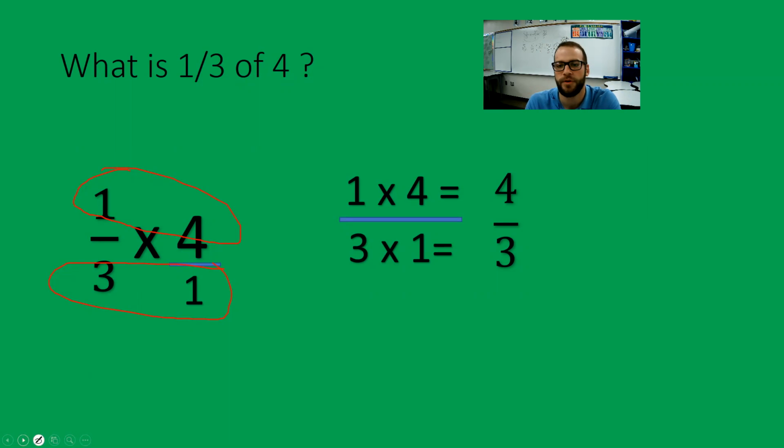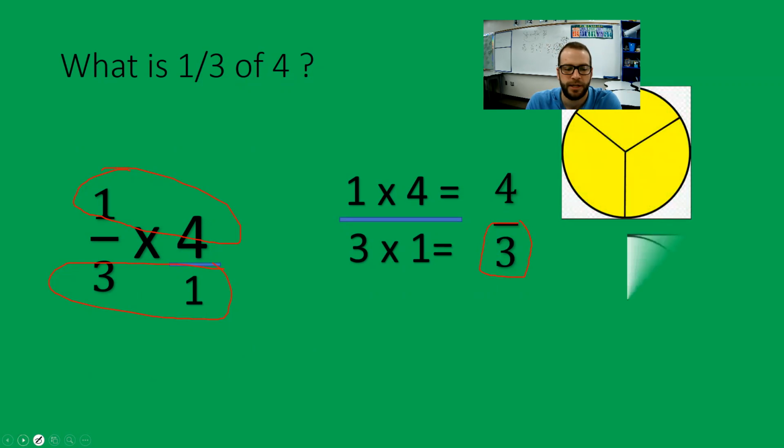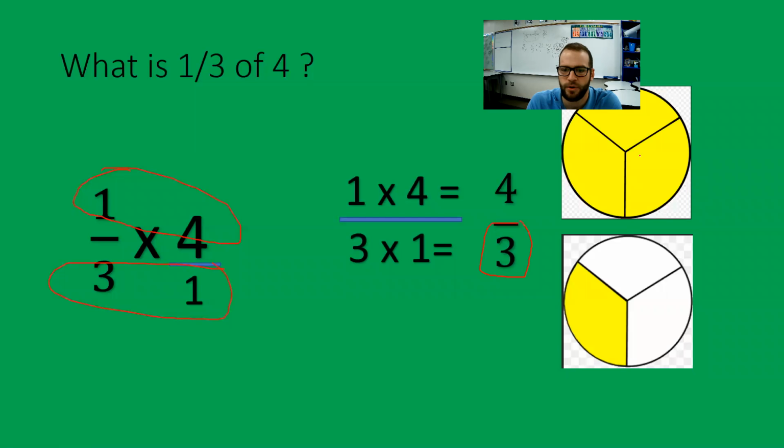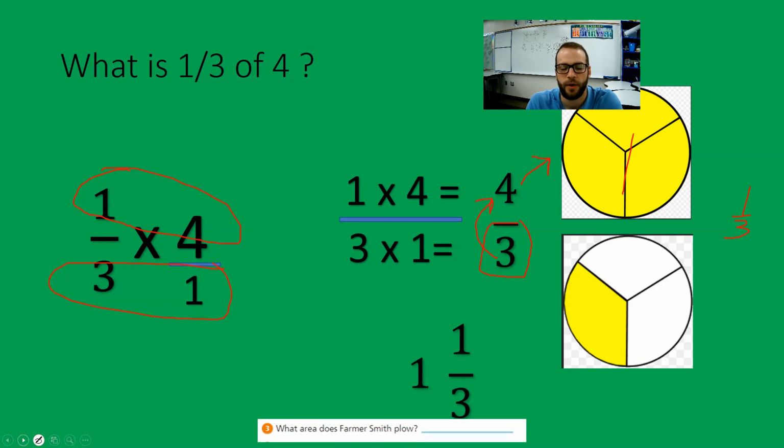So how do you make 4/3 not improper? Oh, we pull out wholes. So how many thirds make a whole? 3. 3/3 make a whole, and I have 4 of them. So I have a whole hidden in there. So let's pull that whole out. Here's our 4/3. See how the whole's right here because 3/3 makes a whole, and I have 1, 2, 3, 4 of them. So right here I have 1 whole, and then there's still 1/3 left over. The way I taught you guys to do it is take this out of that, and then anything left over, you have to account for. So there's a 1/3 left over. So the answer is 1 whole and a 1/3. So that is your answer to number 3. What area does Farmer Smith plow? 1 1/3 acres.